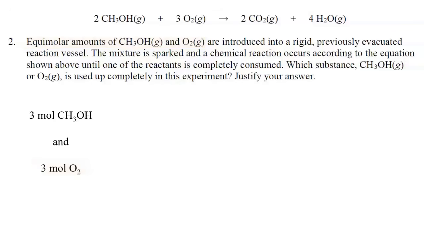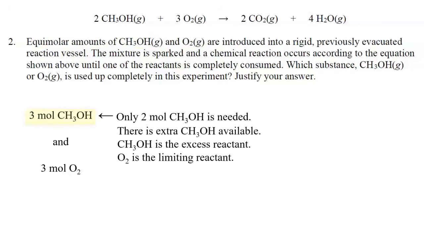Now you might say, well, what number would you pick for an equimolar amount? You could pick pretty much any number, so let's pretend we have 3 moles of each. Now, in this example, looking at the coefficients, only 2 moles of methanol are needed to react with 3 moles of O2, so that means there's going to be 1 mole of extra methanol left over. So the methanol is the excess reactant. That still makes O2 the limiting reactant. So by any definition, O2 is still the limiting reactant.